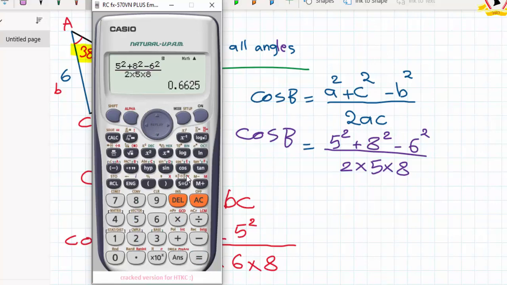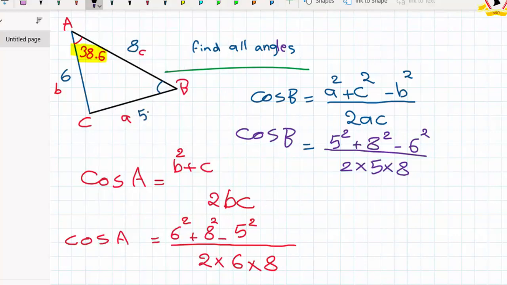Now we got this result, but to get B, we need cosine inverse of this result. Cosine inverse of the previous result, got it, 48.5. So angle B is 48.5. So we got the second angle. This is angle B. It was angle A. Only one angle is missing.